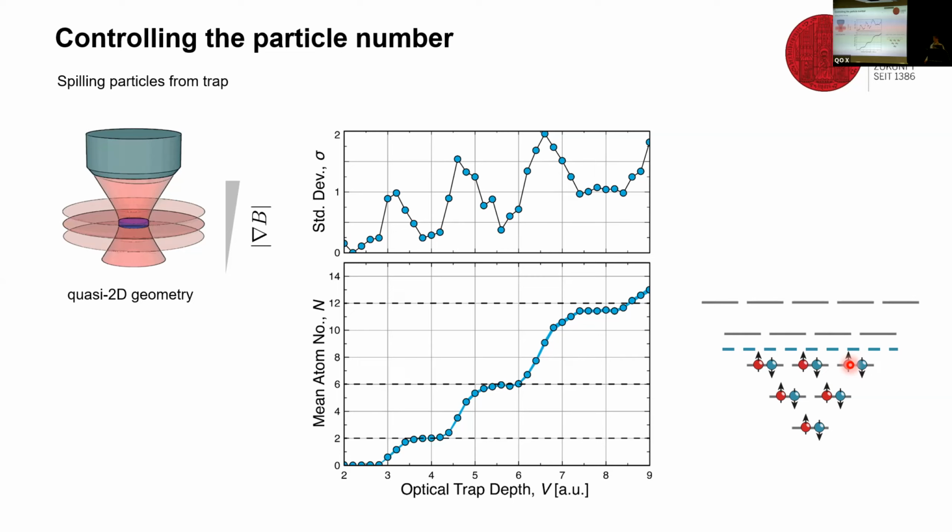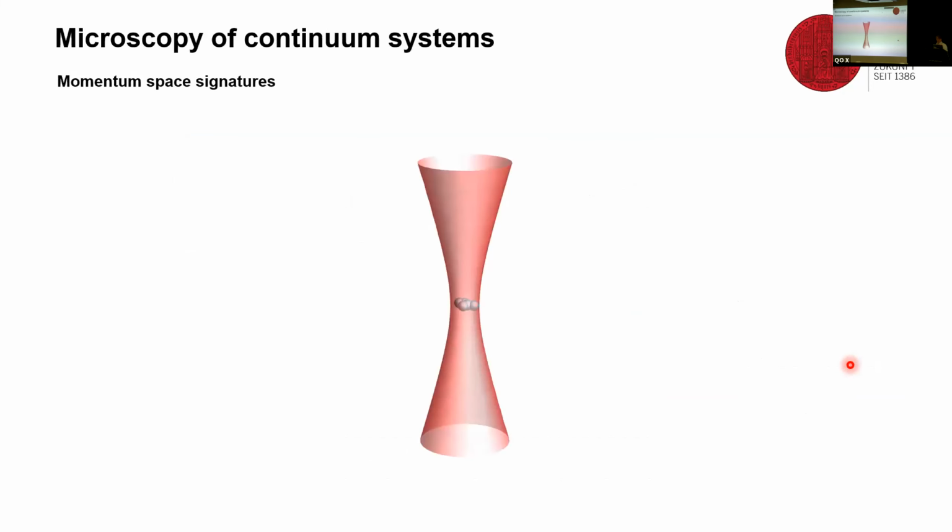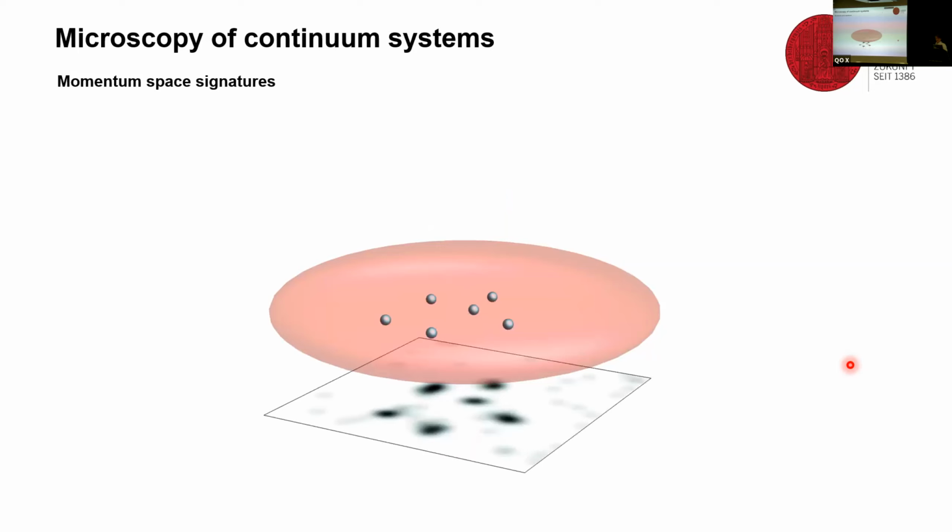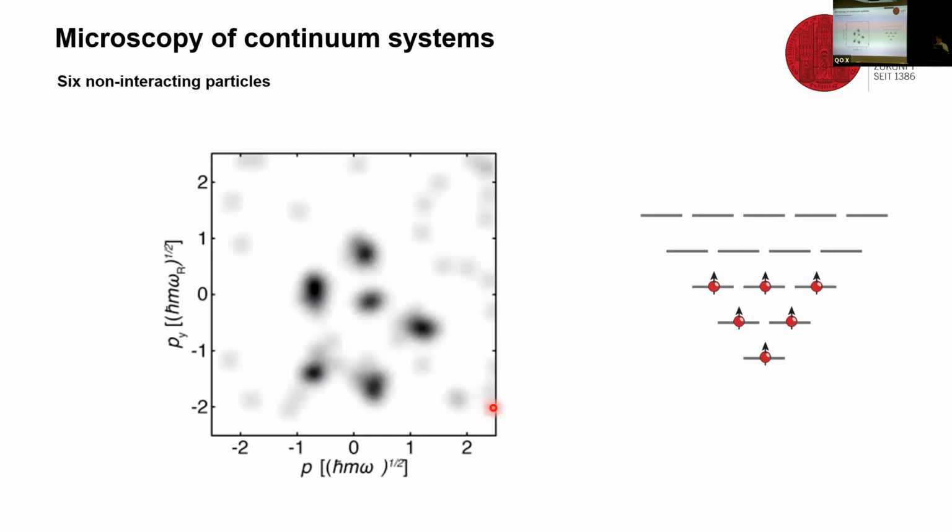And now what we do is we do experiments only with one of the spin states, and the system is still non-interacting. Okay, and we still look at momentum space. So what we do is we let the atoms now expand in a sheet, and an image looks, for example, like that. That's the momentum of, in this case, 6 particles. Okay, and now here comes the intriguing thing.